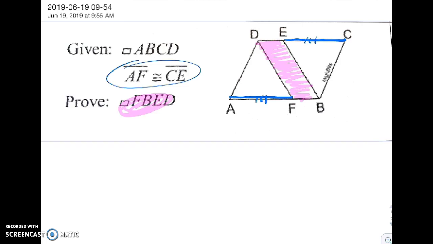So what we'll have to do, the plan moving forward, will be to prove this triangle congruent to this triangle. Once we do that, we'll know that this side is congruent to this side because of CPCTC. And then we're going to have to prove something about these sides at the very end, making it a parallelogram. So that's our whole idea.